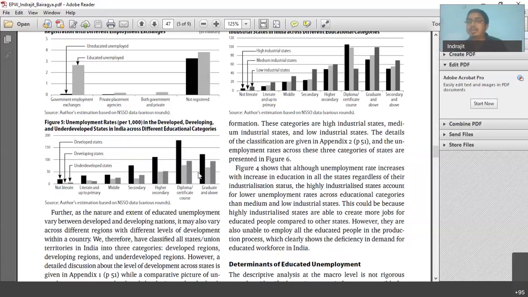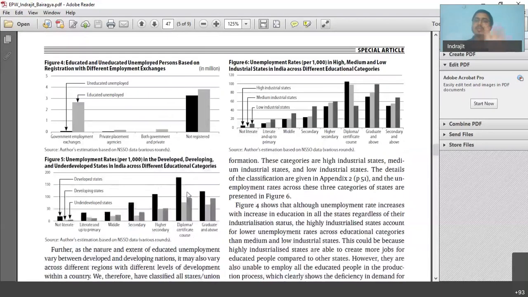Why is it happening? We had to search for an explanation. We have given some explanation: developed states are better in their social sector and education development, so they have a large size of educated people as compared to the developing states. So again, we have clubbed the states because that is related to the supply of educated people. So what will be the demand for educated people? Again, we have clubbed the states using the same variable, state.